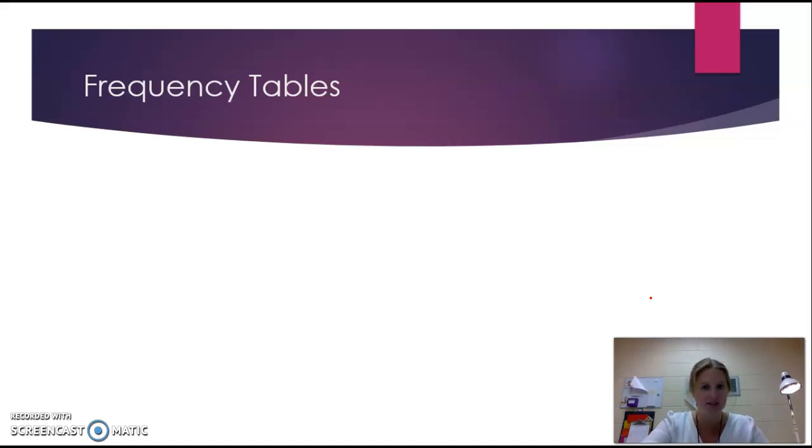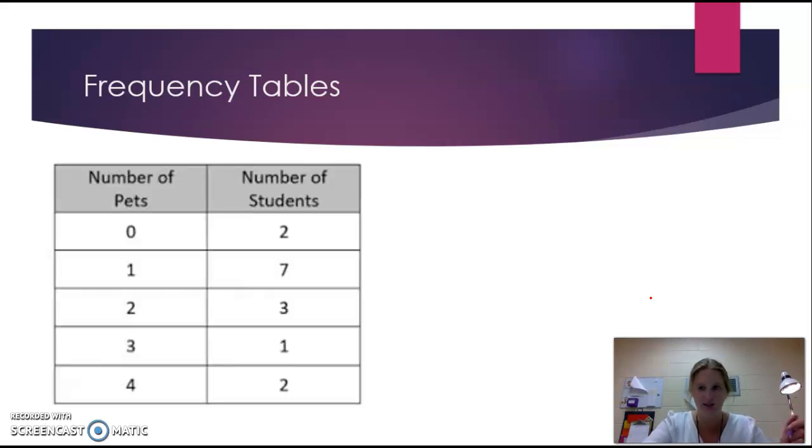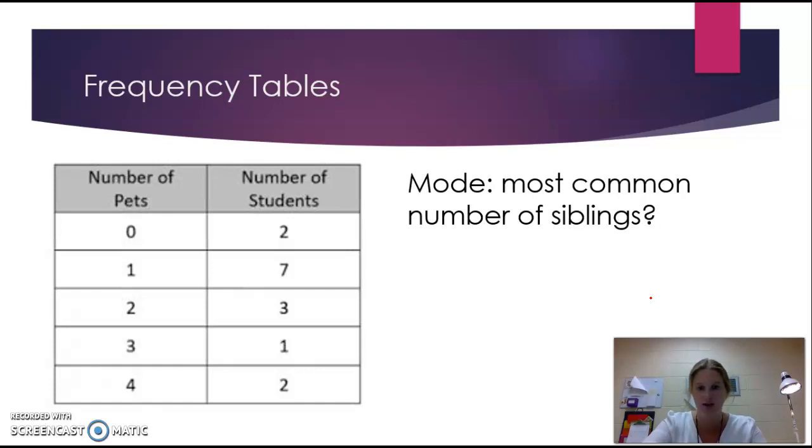So, a mode from a frequency table. Again, mode is easiest. You just look at which has the highest frequency. We're talking about pets and students, so you see how many pets the most students have. You can see that the most students, 7 students, have 1 pet. I don't know why that says siblings, but the most common number of pets is 1. Okay, that should say pets. The mode is 1 here. It has the highest frequency. It's the most common. If we turned this into a dot plot, the numbers would peak at 1.